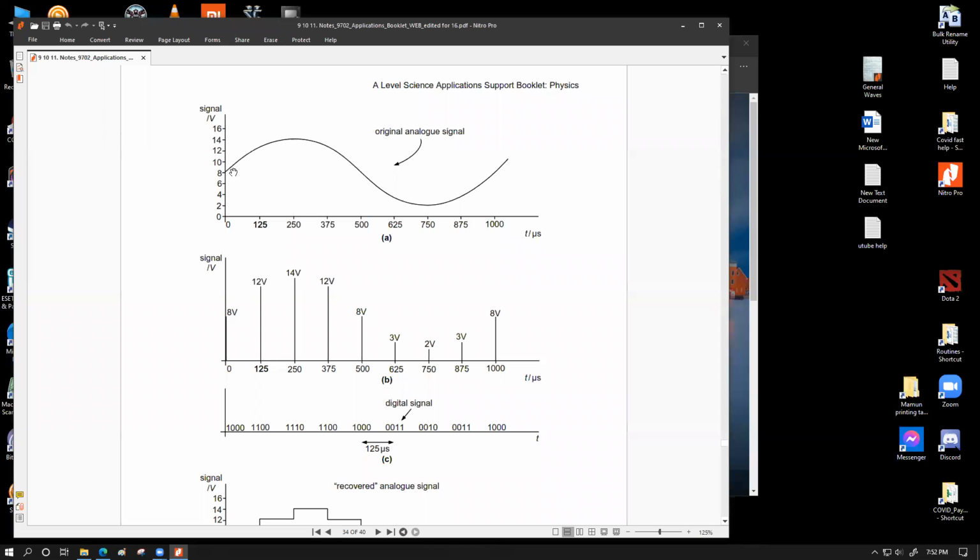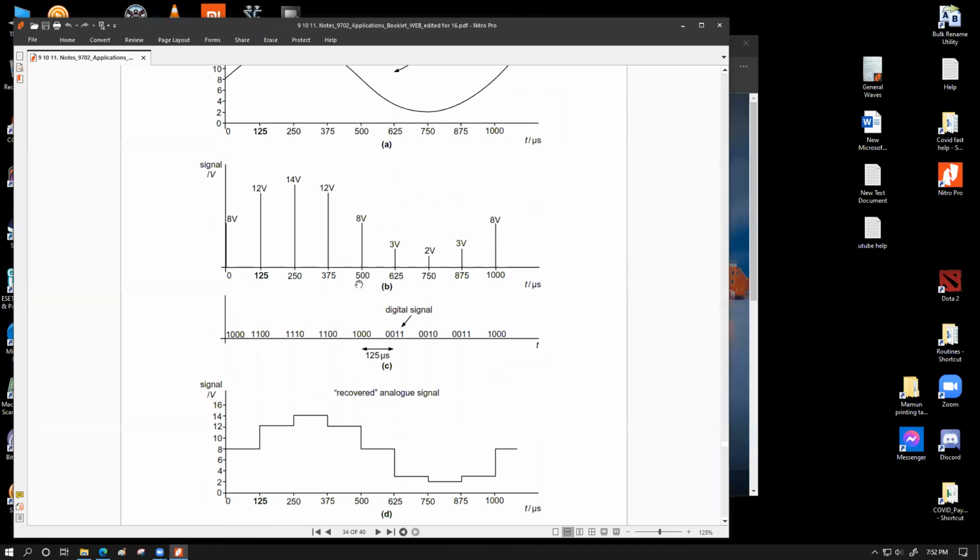We do the sampling of the original analog signal at a certain sampling frequency. For this example, it was 8 kilohertz, which is 8,000 hertz, that is 125 microseconds between every observation. So we do this observation at every 125 microsecond interval, and we got these individual voltage values at those timestamps.